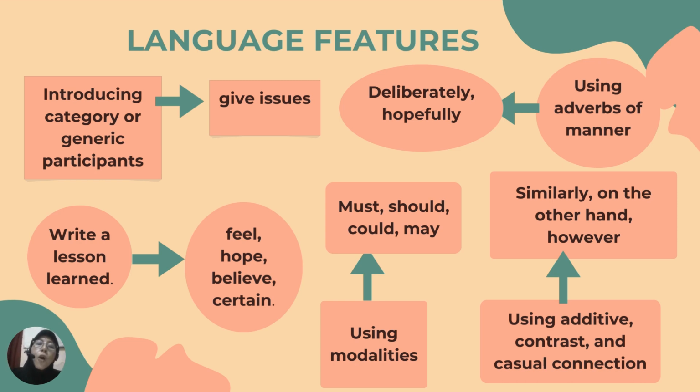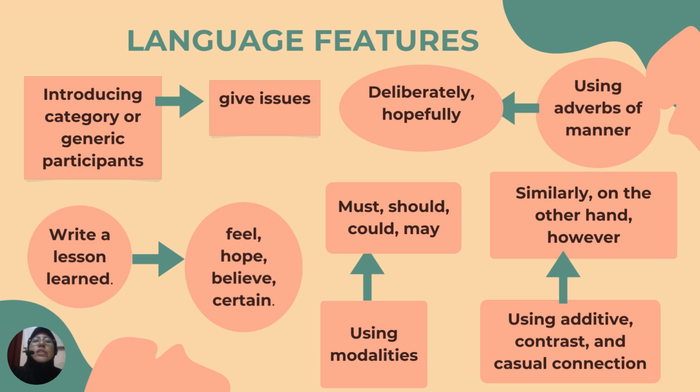And then the fourth, using additive, contrast, and causal connection. In number four here, you can detect it in the text through words like similarly, on the other hand, and also however, showing the contrast of different sides.